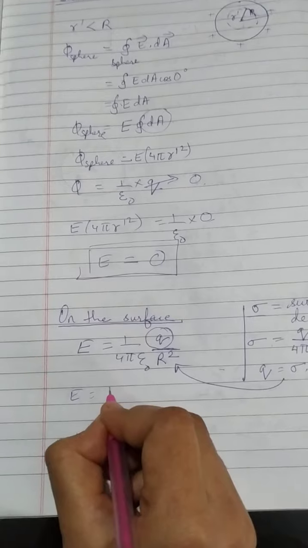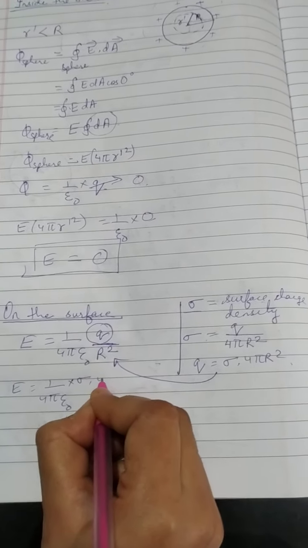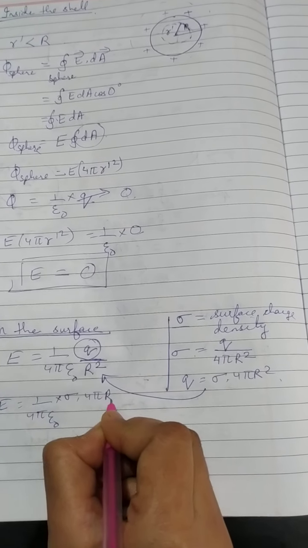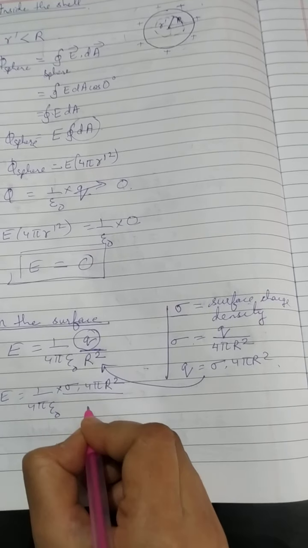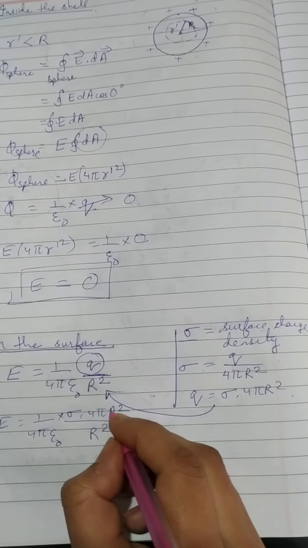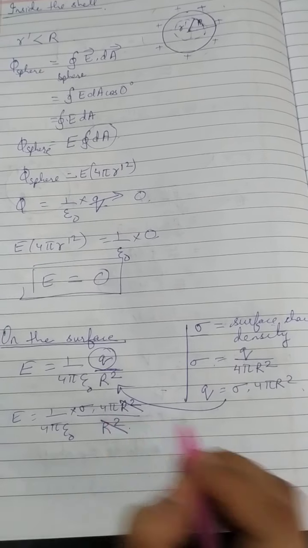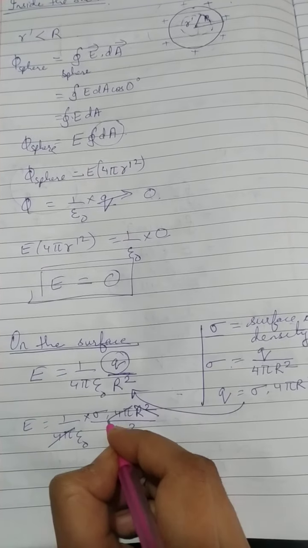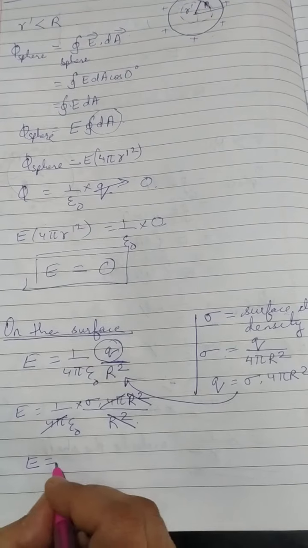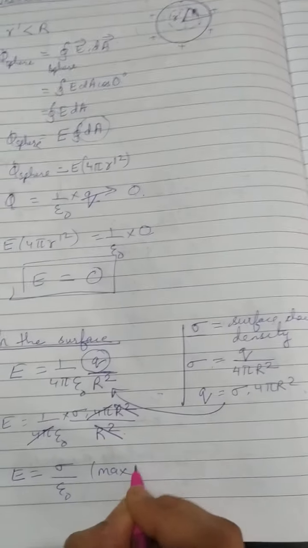E will be equal to 1 by 4 pi epsilon naught into sigma into 4 pi r square divided by r square. We can cancel this r. That was the main purpose why we introduced the sigma term here. Can cancel this 4 pi also. So E is nothing but sigma by epsilon naught, which will be the maximum value.